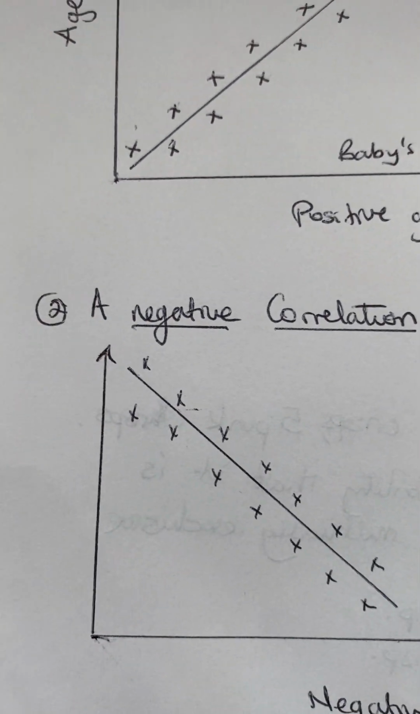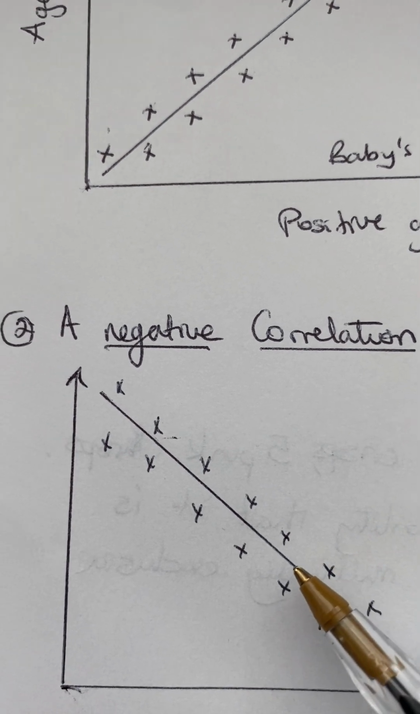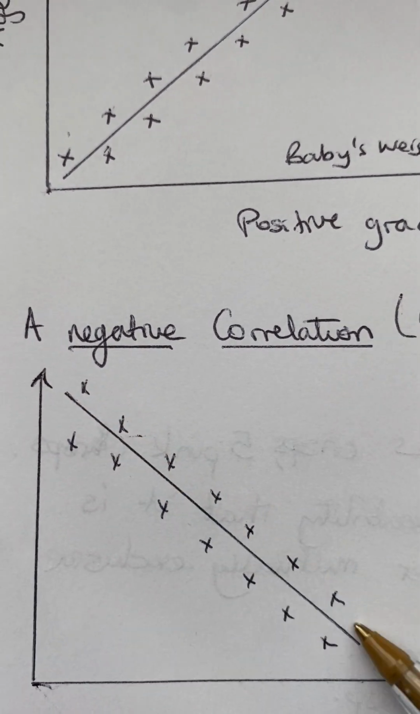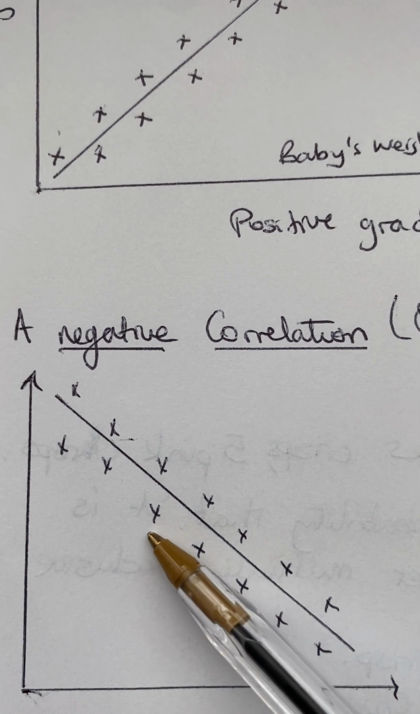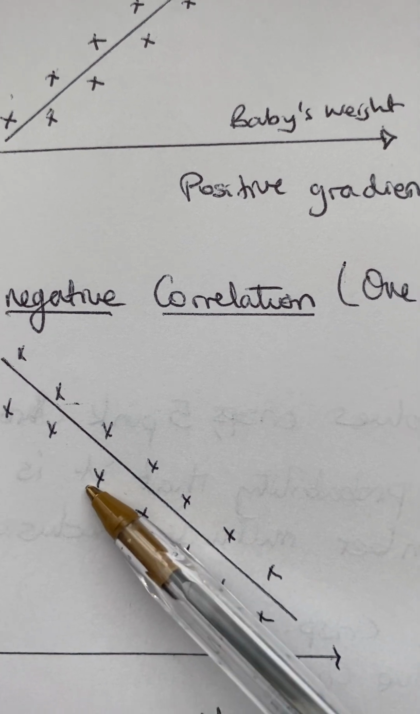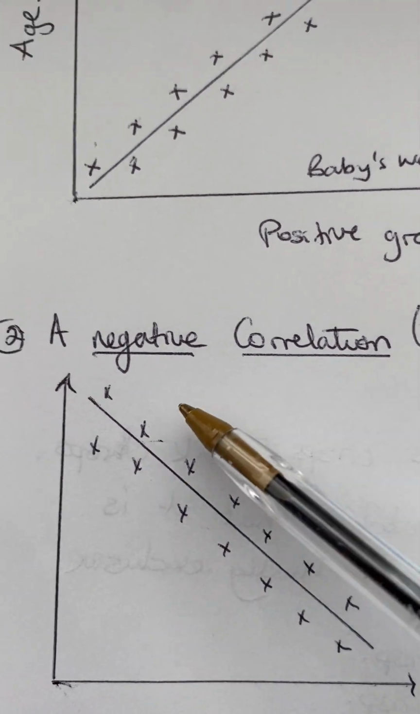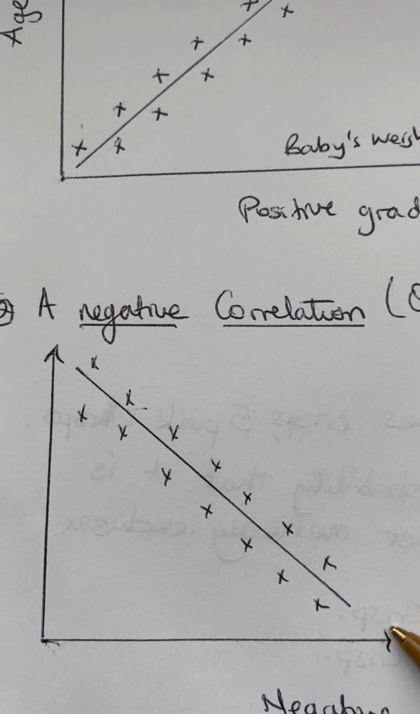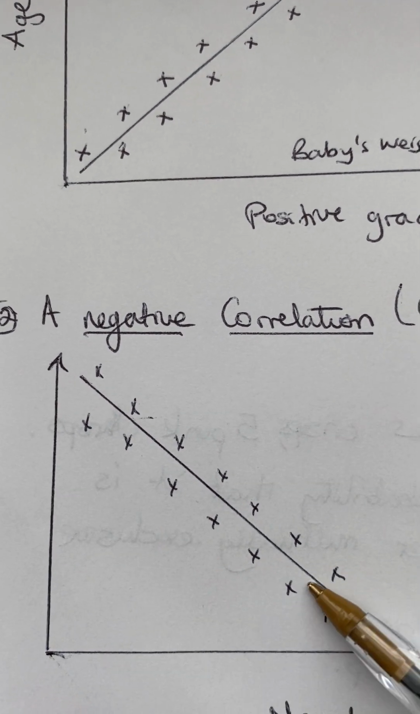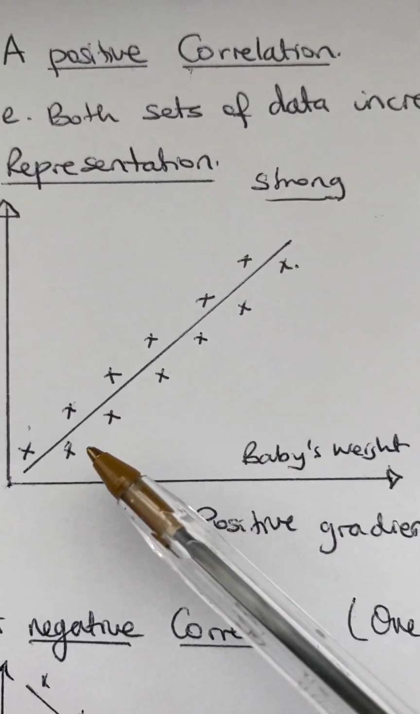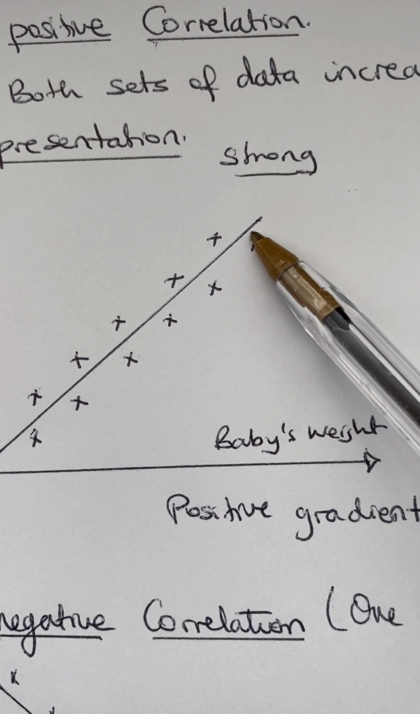Now this is a strong negative correlation. Look at it. The data is very close to the line, and you can see clearly that it's going downhill. So it's negative. You have a negative gradient. This is a positive gradient.